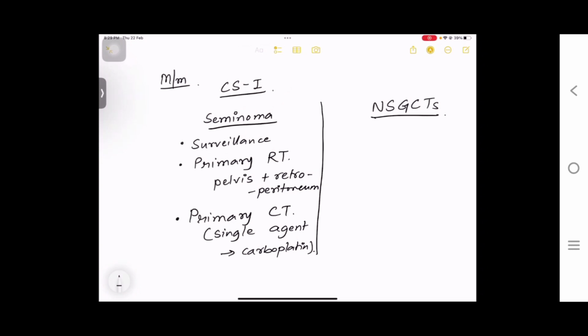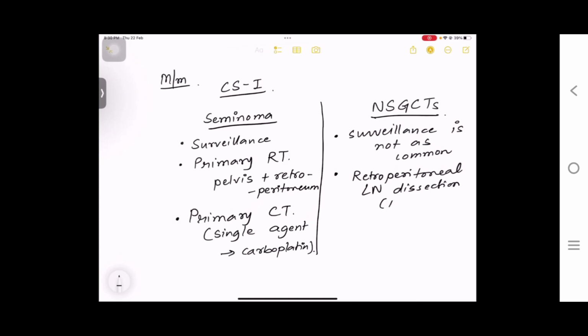So if it is stage 1 testicular tumor, then for a seminoma testis, you first have active surveillance, that is history and physical examination follow-up 3 monthly and CT scan follow-up 3 monthly or 6 monthly. Then you have primary radiotherapy of the pelvis region and the retroperitoneum. Then you have primary chemotherapy in which a single agent, carboplatin, is used.